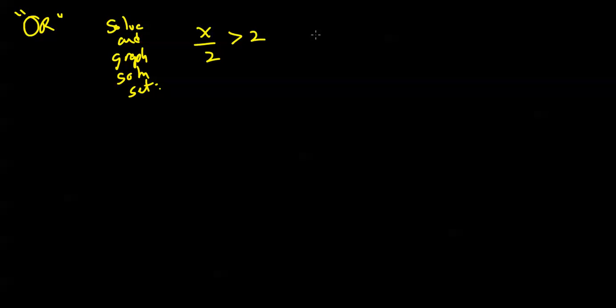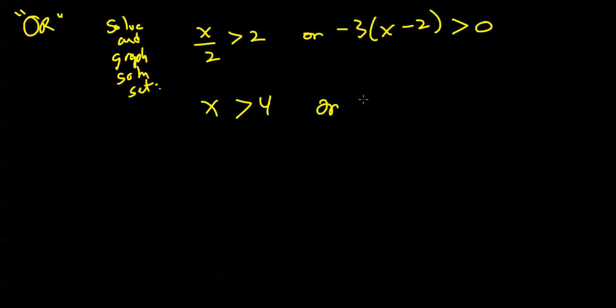Let's do a couple more OR type inequalities. Typically you'll have 2 inequality statements connected with a logic OR symbol. Solve and graph. Solution set. X over 2 is greater than 2, or minus 3 times x minus 2 is greater than 0. Alright, I'll solve the left branch first. Well, that's easy enough. I'll just multiply both sides by 2 and get x is greater than 4.